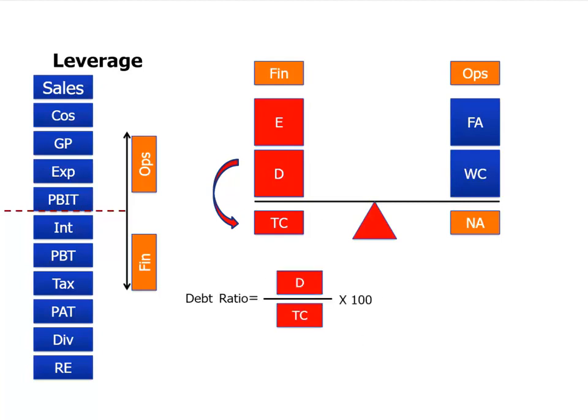Here we're going to take the debt divided by the total capital, often referred to as the debt ratio, and we're going to work that out as a percentage. Now we might also say, well, what's the debt in relation to the equity? Debt to equity ratio. That's another way that we can look at this. We can also say, well, what's the total capital in relation to the equity?